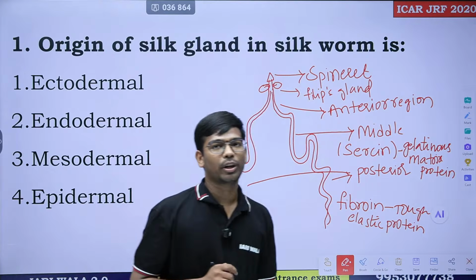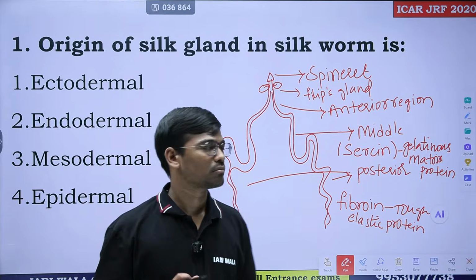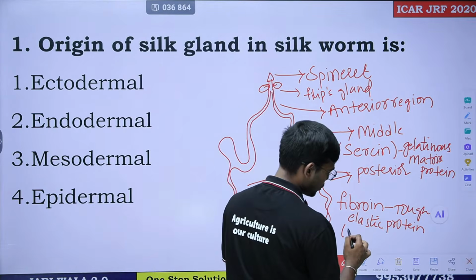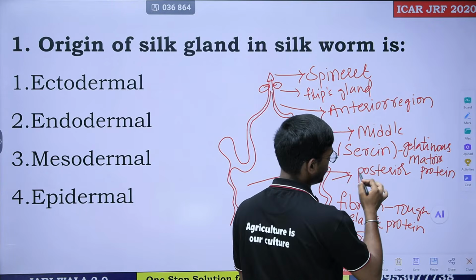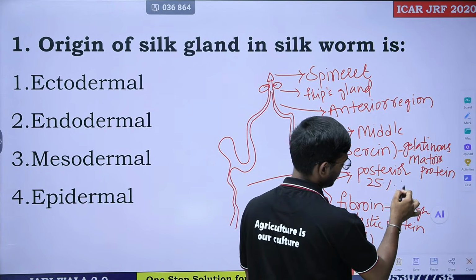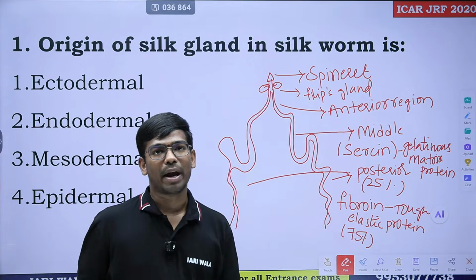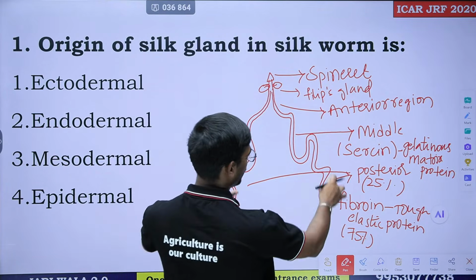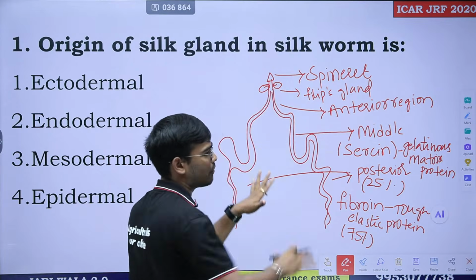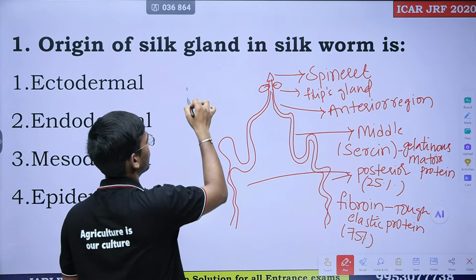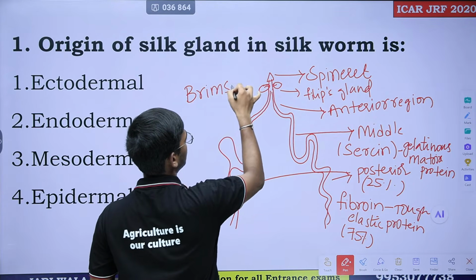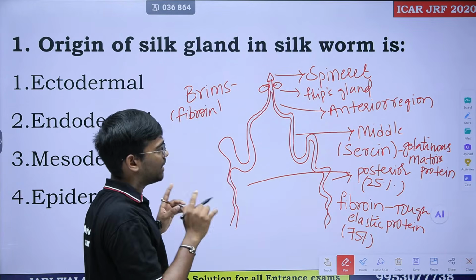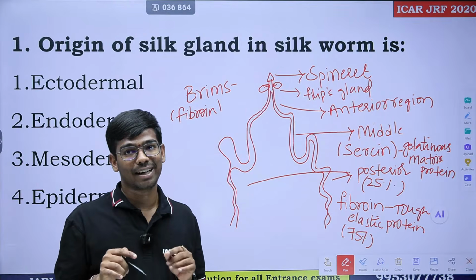Okay. And in the 2019 paper, they asked the proportion of this fibroin and sericin protein. So fibroin usually constitutes 75%, and sericin usually constitutes 25%. And mainly fibroin is the inner protein and sericin is the outer coating protein. And from these two posterior limbs, we will get the two threads of the fibroin protein, and that is called brins. Okay, and these will be merged into one and coated with the sericin, that is called a bave.